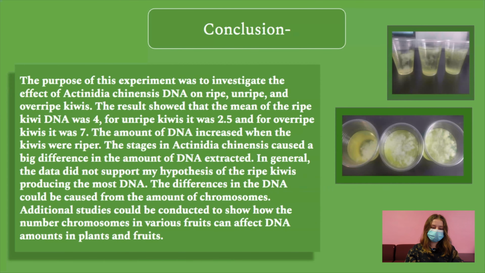My conclusion is the purpose of this experiment was to investigate the effect of kiwis' DNA on ripe, unripe, and overripe kiwis. The results showed various effects. The amount of DNA increased when the kiwis were riper. The stages in kiwis caused a big difference in the amount of DNA extracted because of the amount of enzymes that they have. So that varies with the amount of DNA that they can extract.